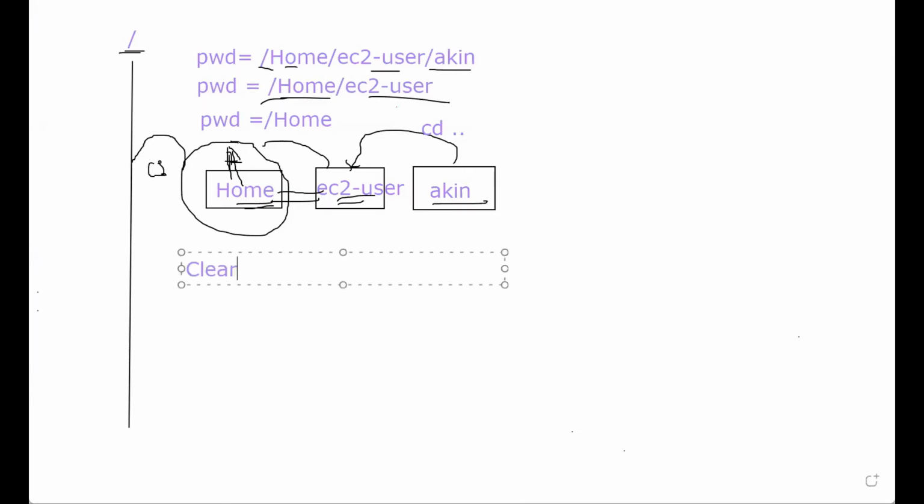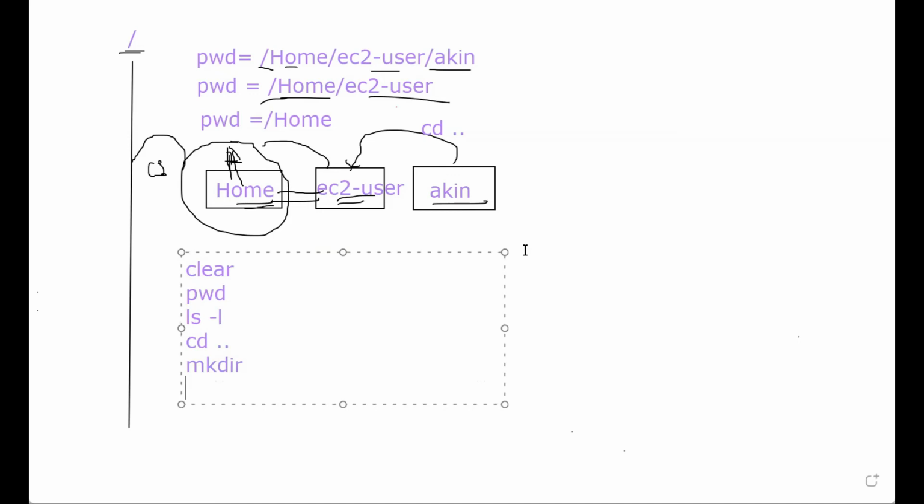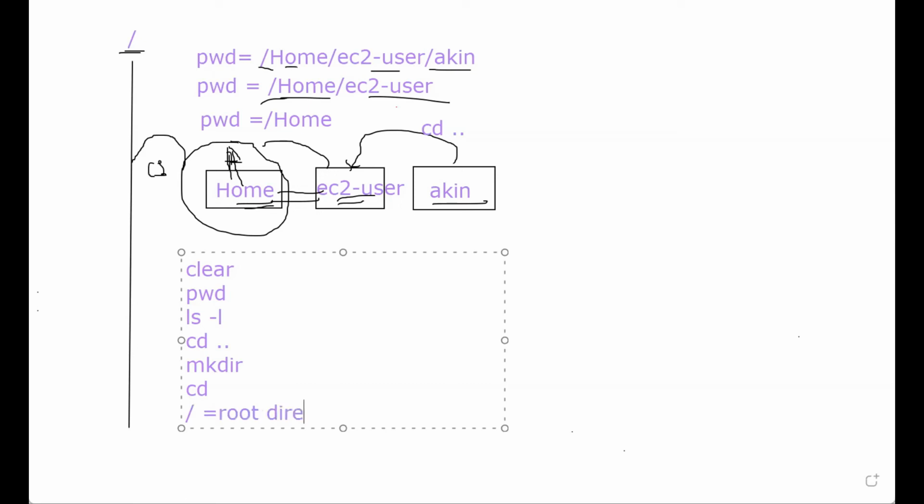We have learned how to clear, print working directory. No, there's no capital letter in there. Everything is in small letters, so be careful. Print working directory, ls -l, list. cd space dot dot, cd dot dot. Correct. Make directory, mkdir. Then cd. Not really a command, but at least it's important that you know that it means the root directory, and this means change directory. Okay, this one means make directory, and then you want to give the name of the directory.